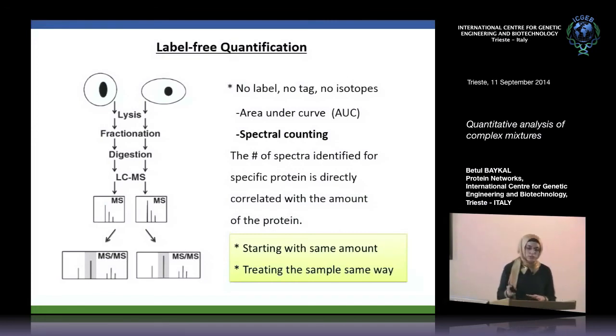So there are different calculation methods. One is like area under the curve or spectral counting. So in my experiments, we chose the spectral counting method. And it's built on the idea that the number of spectra identified for a protein is directly correlated with the amount of the protein. So that's why the starting amount of the two experiments is very crucial. You have to really start with the same amount, and you have to treat your sample all the same way to make sure that your quantification will be as accurate as possible.